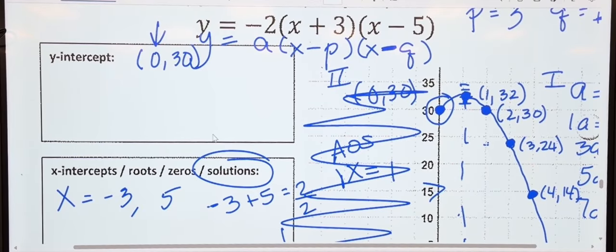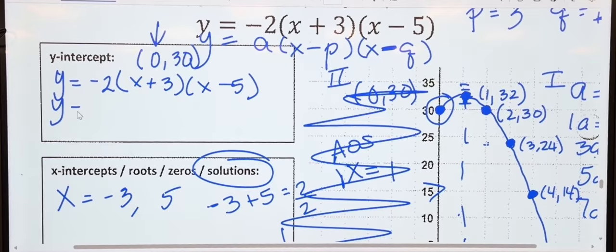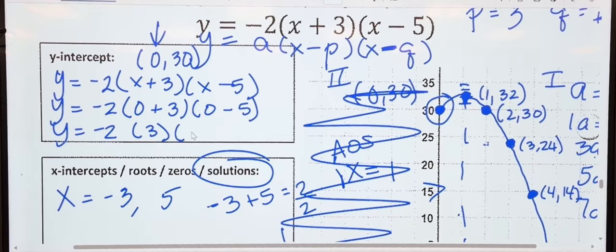A 0. So now, let's say, for example, you didn't recognize that your y-intercept was 30, or you didn't finish graphing it. Can we find our y-intercept? Yes. All we got to do is plug in 0 for the x. How do we find the y-intercept? We plug in 0 for the x. So let's write the rule out. y = -2(x + 3)(x - 5). And we are now going to find the y-intercept by plugging in a 0 for the x. So we got y = -2(0 + 3)(0 - 5). Y'all with me? Yes. Then we got y = -2 times 3 times -5.